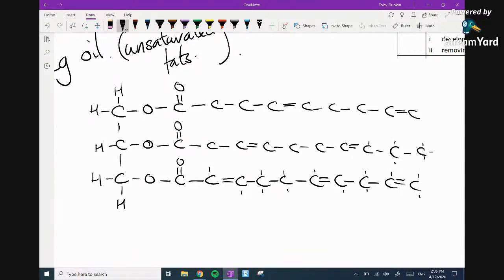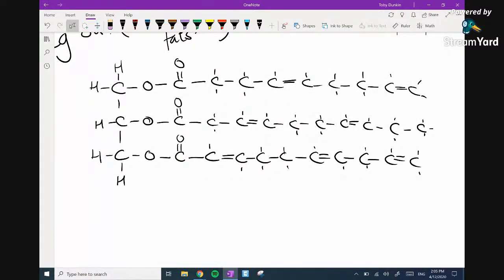I'm not going to bother drawing all the H's. I'll be there for a week. I've made a mistake. There we go. So this is vegetable oil, and you guys eat this all the time. It's a liquid at room temperature.